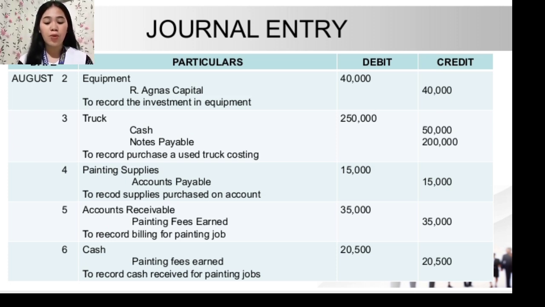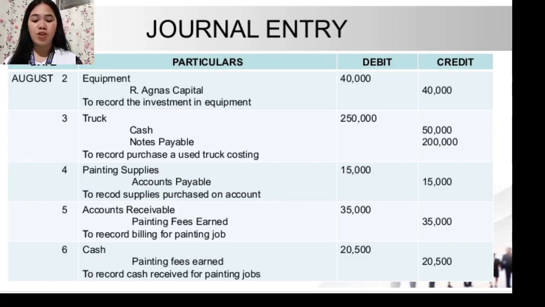August 3. Purchased a used truck costing 250,000 pesos. Paid 50,000 cash and assigned a note for the balance. The debit here is truck, cost 250,000 pesos. The credit is cash, 50,000 pesos, and notes payable, 200,000 pesos. To record the purchase of the used truck.